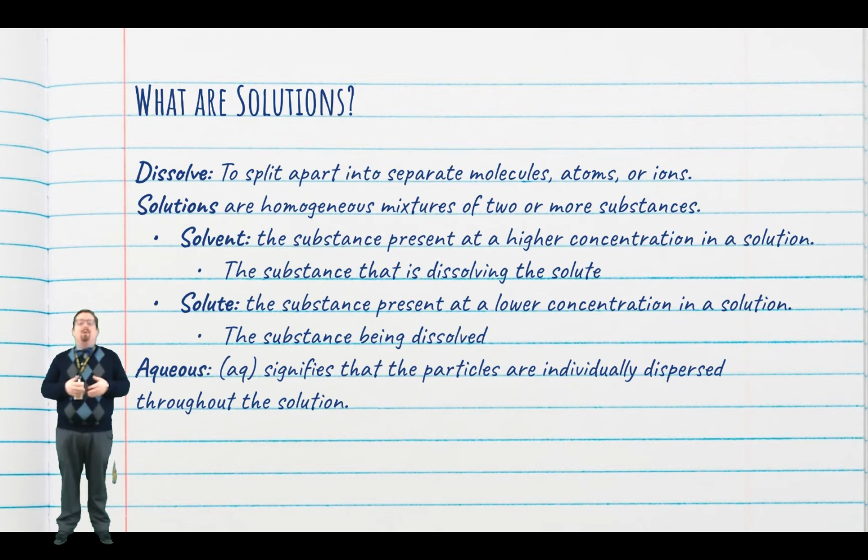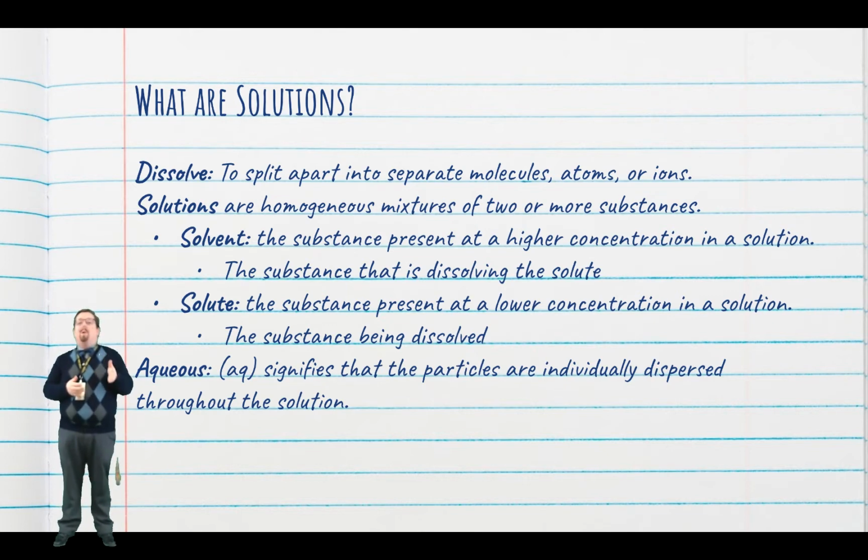Solutions consist of two components: solvents and solutes. The solvent is the substance that exists in more abundance, or at a higher concentration. You might consider it as a substance that is splitting up the other substance. It's doing the dissolving. The solute is the substance that is present in less abundance, or at a lower concentration. You can think of this as the substance that is being split up, or being dissolved.